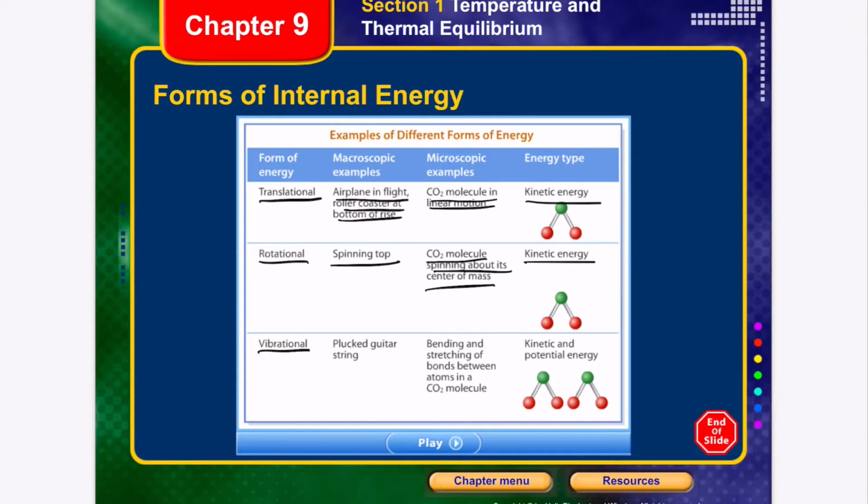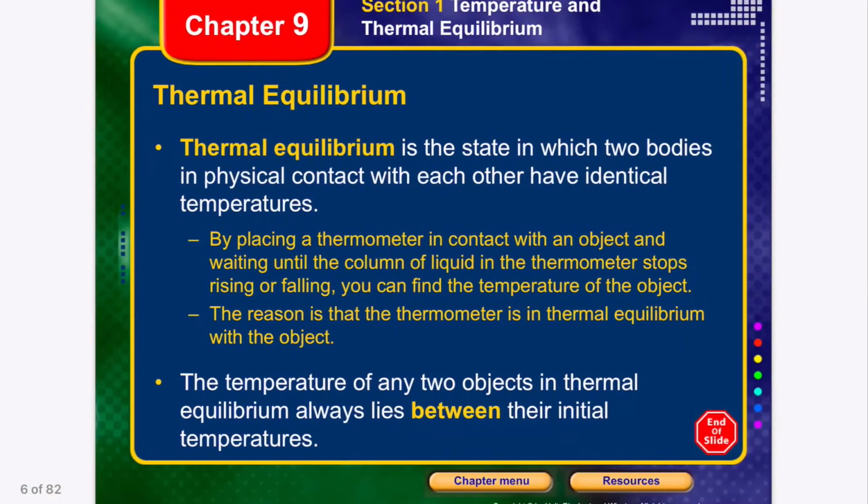And you have vibrational energy, where the macroscopic example is a plucked guitar string, and the microscopic example is the bending and stretching of the bonds between the atoms in the carbon dioxide molecule. So this involves kinetic and potential types of energy.